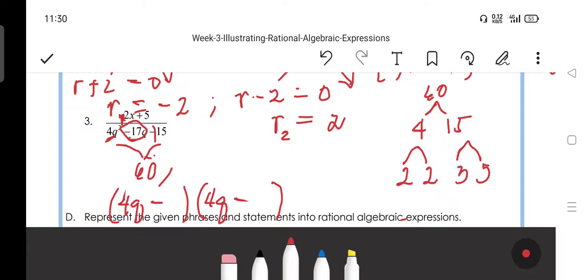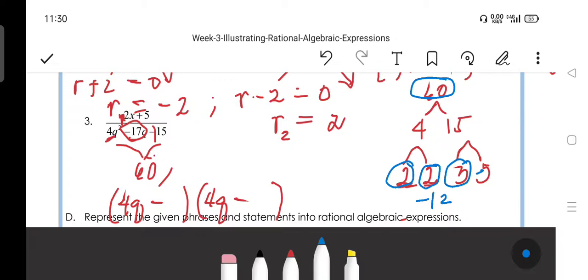And the possible factors here are 2 times 2, so we have 2 times 2 times 3, which is 12, times 5. Okay? So all the factors here when multiplied will give us 60. We are only looking for possible combinations for the middle term, which is negative 17. So we have 12 and 5. Both factors are negative, so negative 12 plus negative 5 will give us negative 17. Okay, that's it.